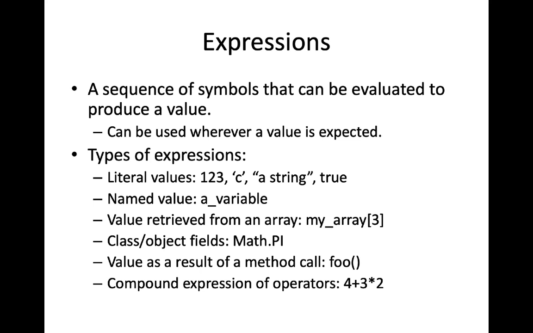So what kinds of expressions do we have? We have literal expressions, right? The sequence of symbols 1, 2, 3. That is literally the value 123 as an integer, right? The sequence of characters, single quote, C, and single quote. Those three characters, that's an expression. It is a sequence of characters that produces a value. What value does it produce? It produces the value of the character C, right?